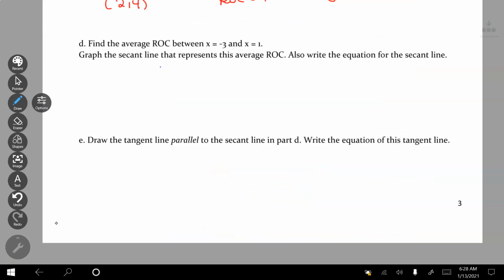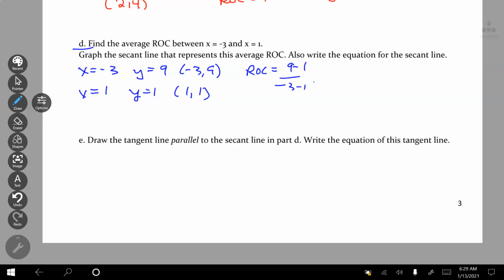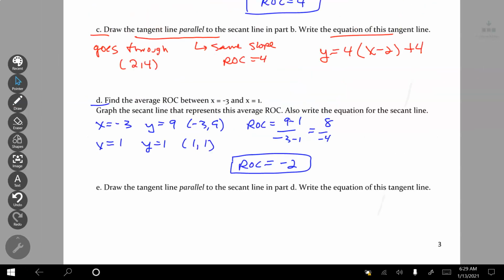Okay, I'm still going to use the graph even though it's off my screen. So when x equals negative 3, y equals 9: (negative 3, 9). When x equals 1, y equals 1: (1, 1). My rate of change is change in y over change in x. I get 8 over negative 4, so my rate of change is equal to negative 2. That is my slope.